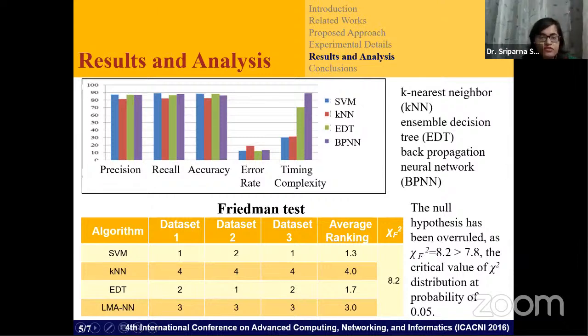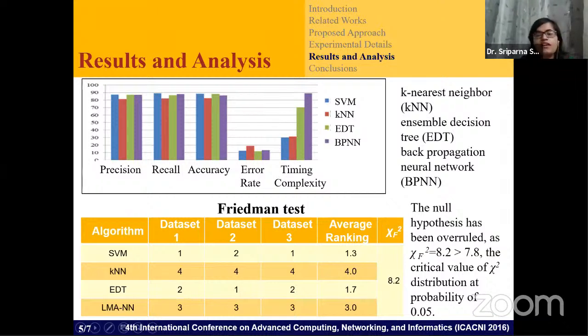So you can tell me, ma'am, the backpropagation neural network, that is BPNN, is having better accuracy or nearly equal accuracy with SVM. Then why not BPNN, our correct choice? The answer lies over here. For the BPNN, the time complexity is much higher than the SVM.